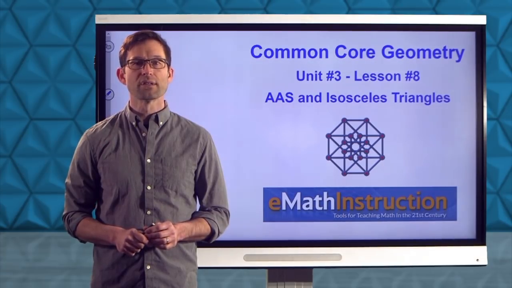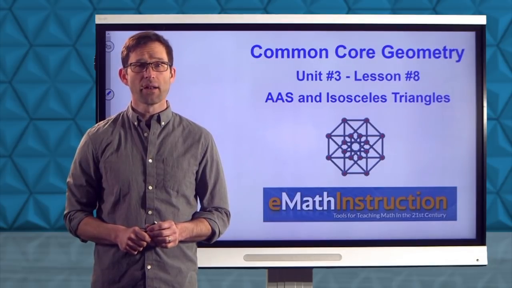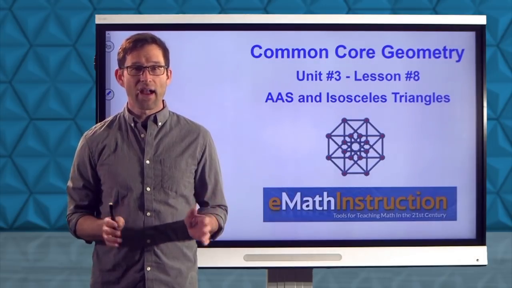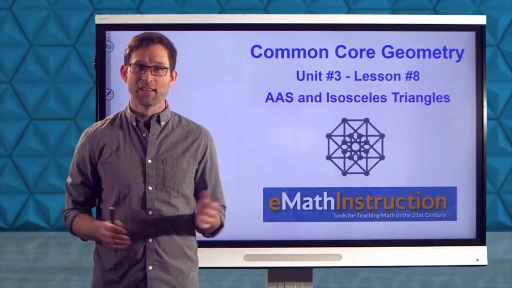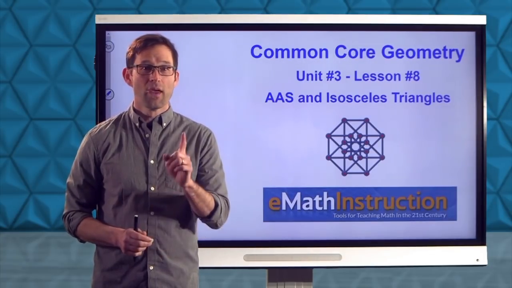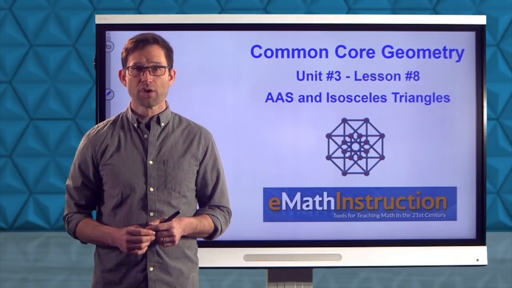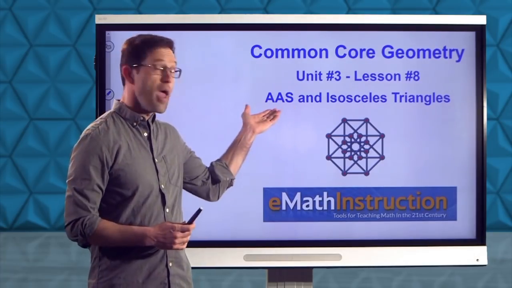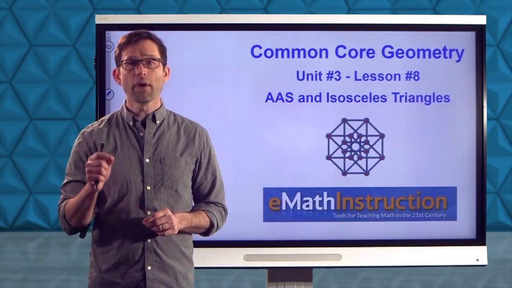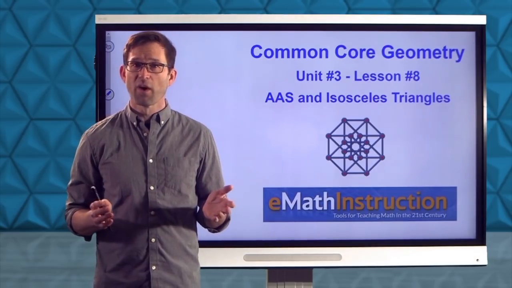My name is Kirk Weiler, and today we'll be doing unit number 3, lesson number 8, confusingly titled AAS and Isosceles Triangles. Now, we've had a lot of acronyms in this course, SSS, CPCTC, SAS, things like that, and there's more to come. But today, we're going to learn about another way to prove that triangles are congruent, specifically the AAS method, and we're going to see how it links into some very important facts about isosceles triangles. So let's get right into it.